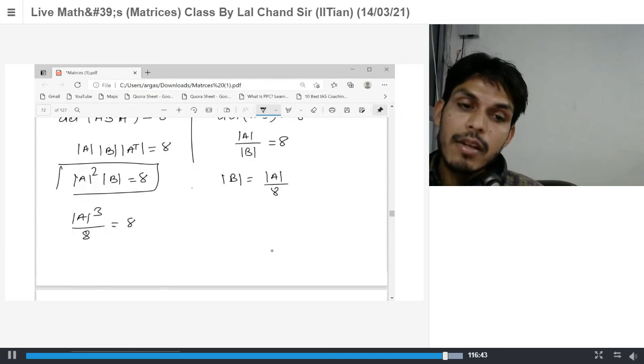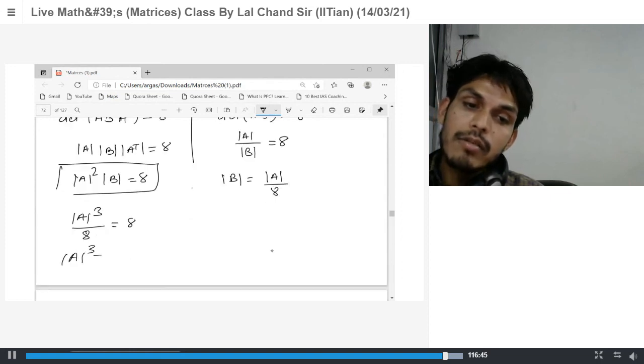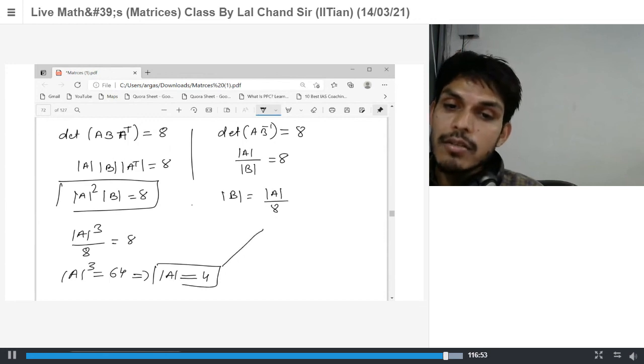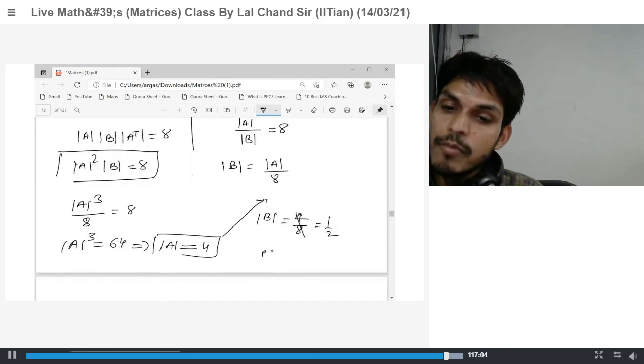So I have determinant A cube equal to 64. So this implies the determinant value of A is equal to 4, isn't it? So if I substitute again here, I find the value of B. This is equal to 4 divided by 8, that is 1 by 2. So this is the value of determinant B.